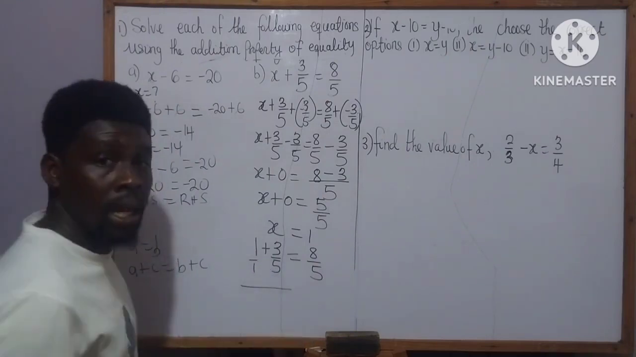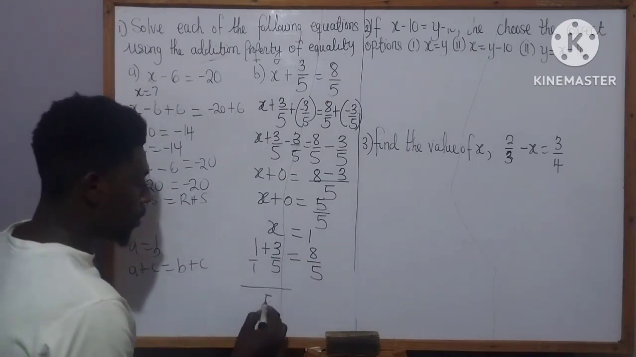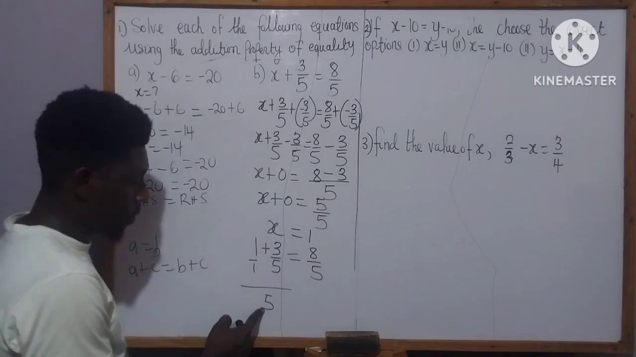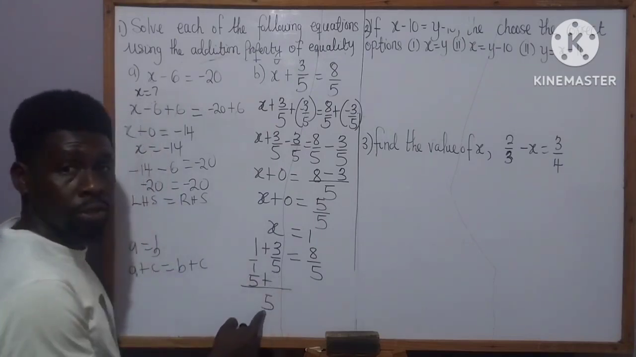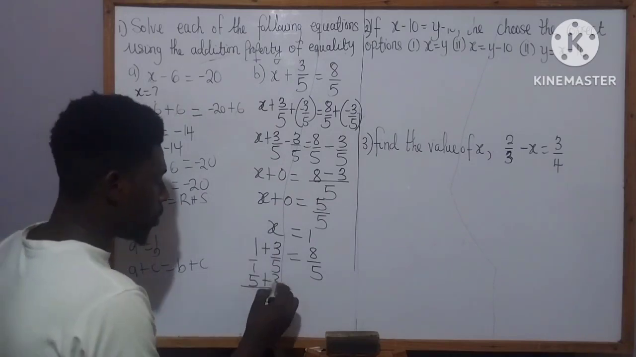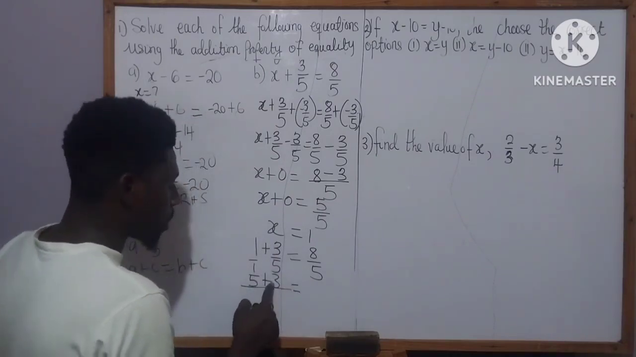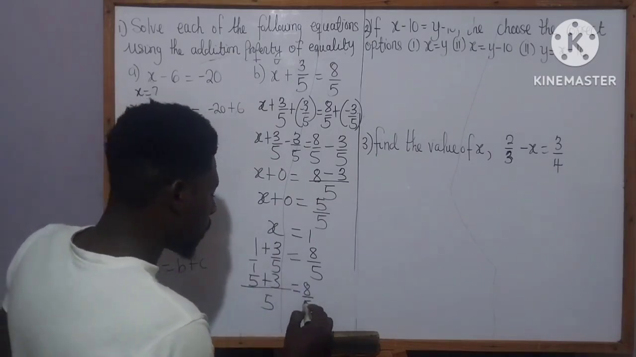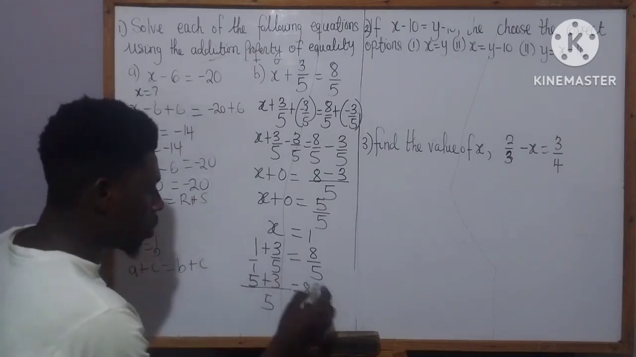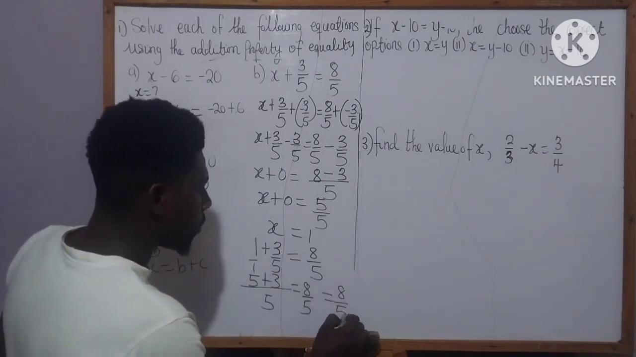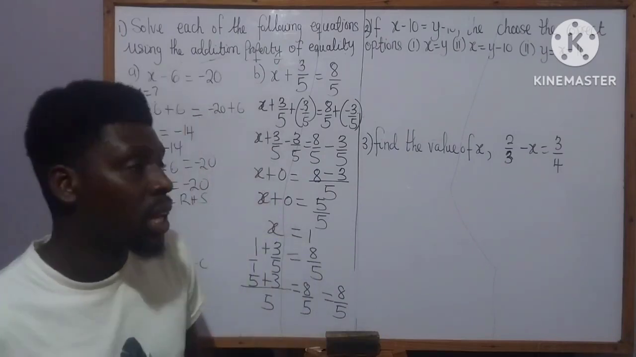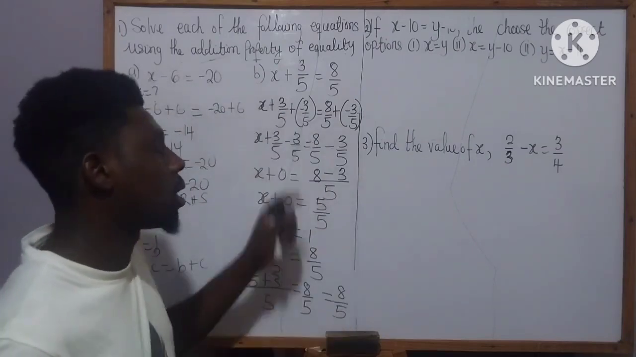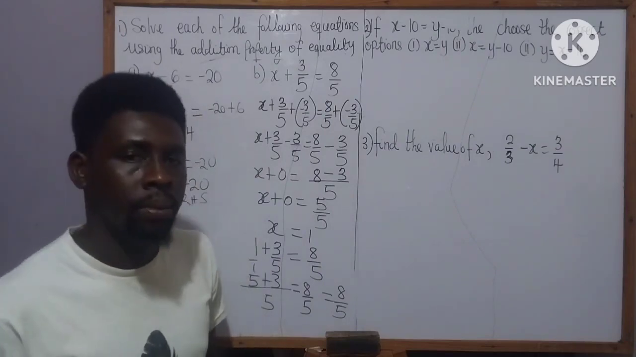So I find my least common denominator, which is 5. 1 goes into 5, 5 times the 1 here, giving me 5, plus 5 goes into 5, 1 times the 3, giving me 3. Which 5 plus 3 will give me 8 over 5, which is equal to 8 over 5. Hence, our equality still remains the same if the same value was added to both sides of the equation.